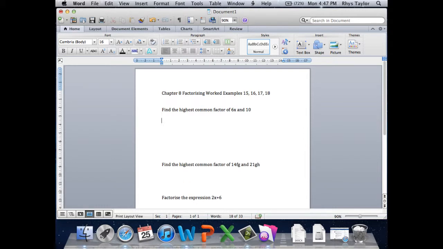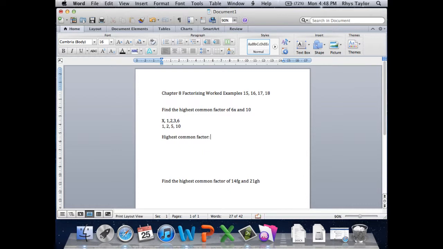So I'll do it the slow way. Factors of 6x. Well, x is one of them. And then the factors of 6 are 1, 2, 3, and 6. And then the factors of 10, we've got 1, 2, 5, and 10. What factor do they have in common? They have 1 and they have 2. That's what they've got in common there and there. But the highest common factor, my poor spelling again, highest common factor is 2.